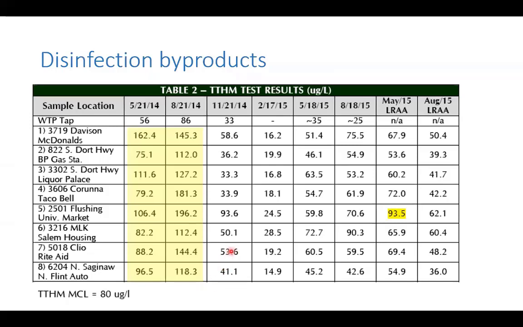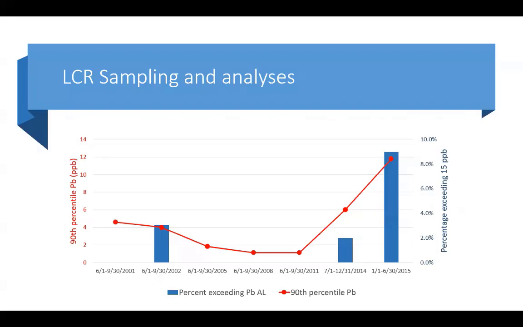And at that point, decisions were made to change the operation of the plant. They were bypassing around the softening units. They stopped that bypass, and they started looking at adding granular activated carbon. That was actually added in the summer of 2015. They were also required to do lead sampling under the lead and copper rule.